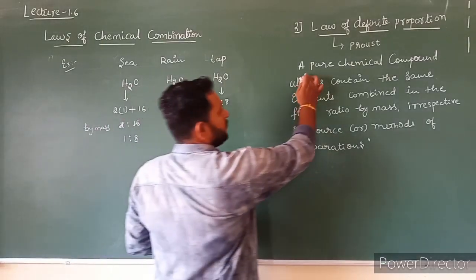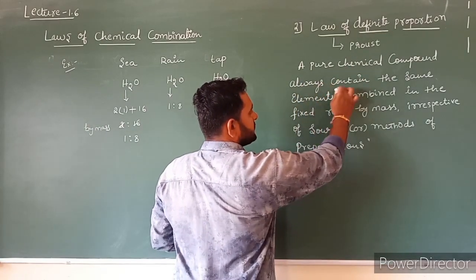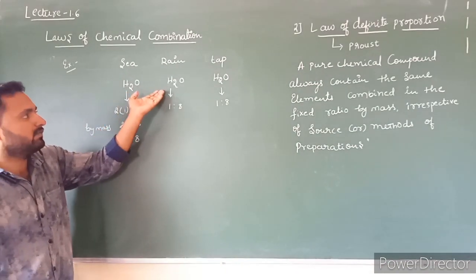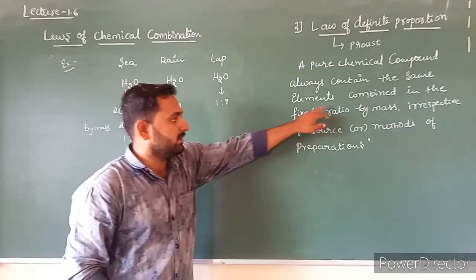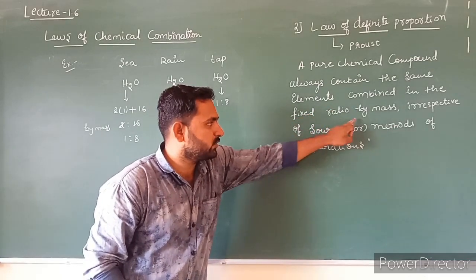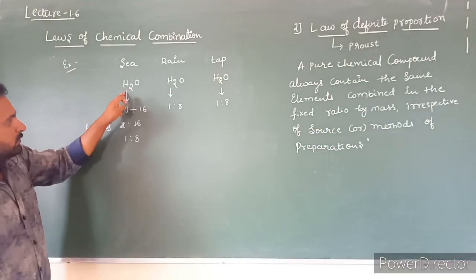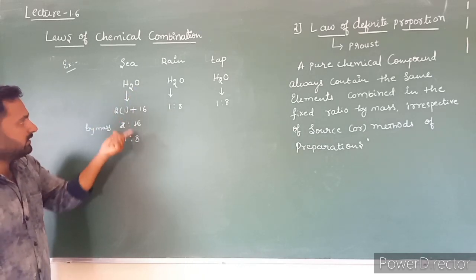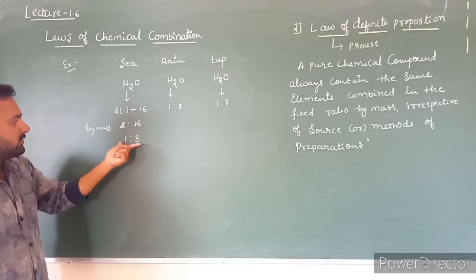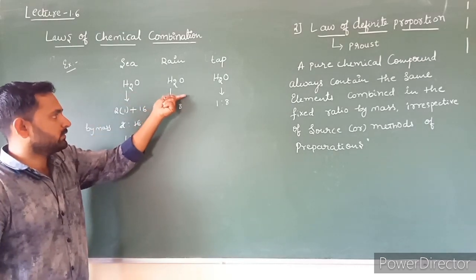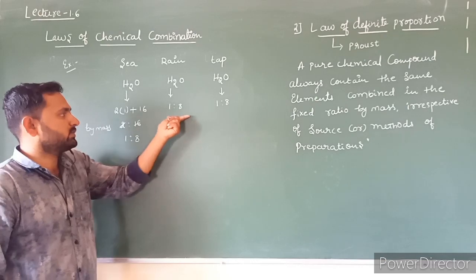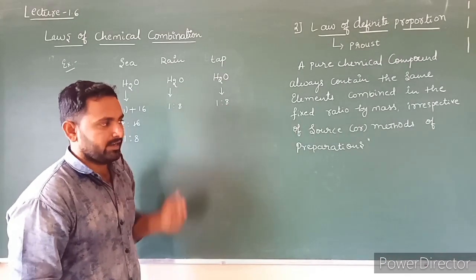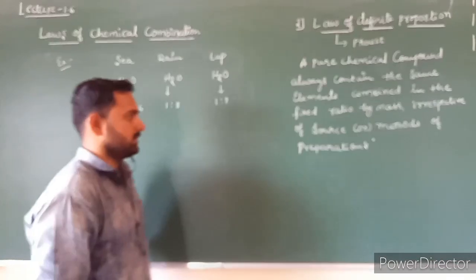Now see, a pure chemical compound always contains the same elements. Yes, there are same elements in sea water, rain water and tap water, and they are combined in a fixed ratio by mass. Here also they combined in 1 is to 8 ratio. In rain water also the hydrogen and oxygen combined in 1 is to 8 ratio. In tap water they combined in 1 is to 8 ratio, irrespective of sources.